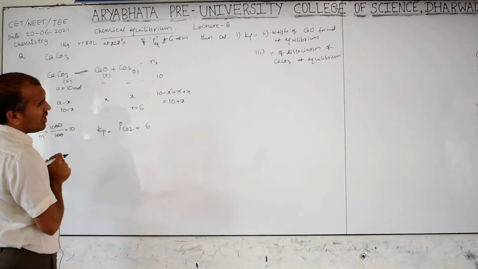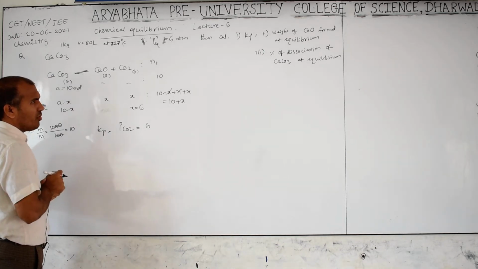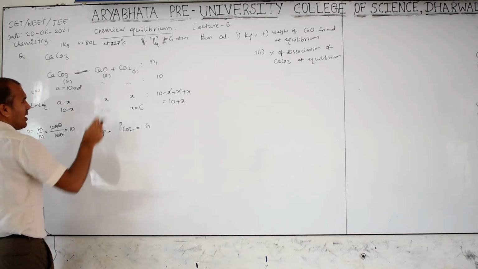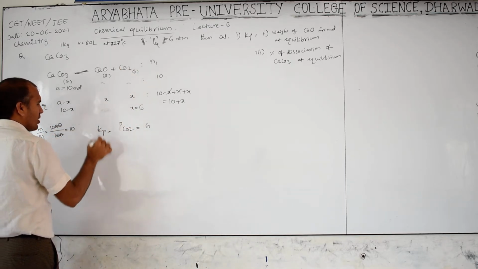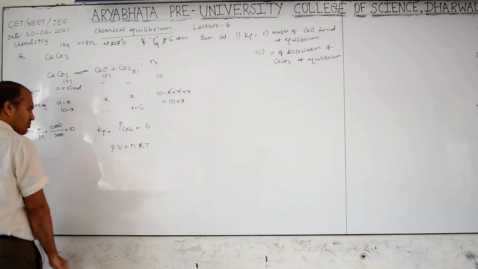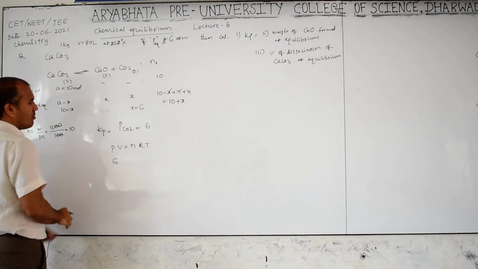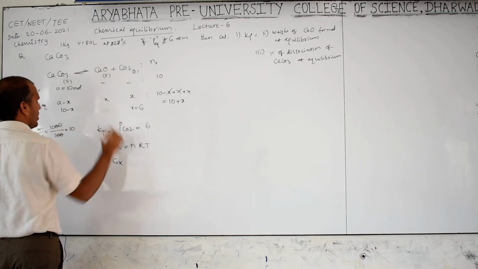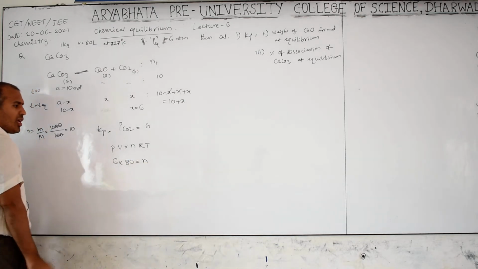Now the second one is the weight of calcium oxide formed at equilibrium. Weight means W or small m. Keep in mind, if this is X then this is also X. PV is equal to nRT. Then P is 6, because the reaction is at 6 only, and volume is given as 80 liter. This is equal to n, which we have to calculate now.